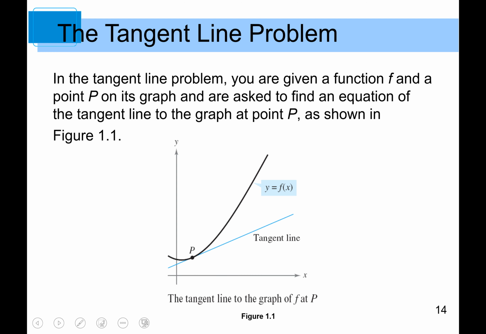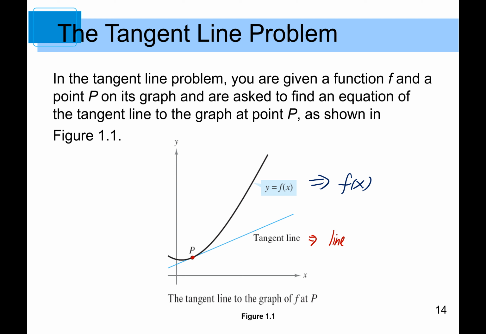In the tangent line problem, you are given a function f of x. In this case, this is our function. And a point P, in this case, point P is right here on this graph, and you are asked to find the equation of the tangent line to the graph at point P, as shown in figure 1. The key thing is the tangent line is a line.